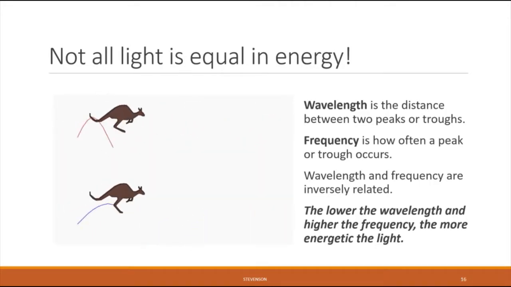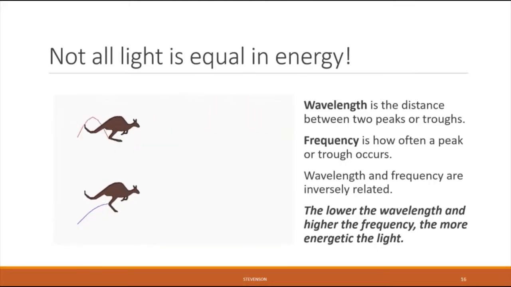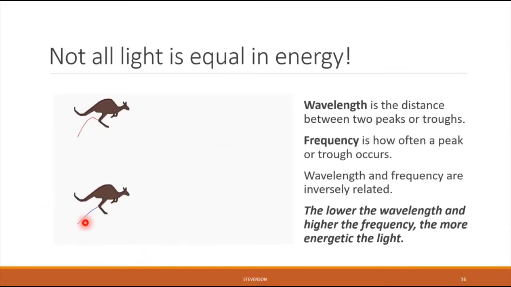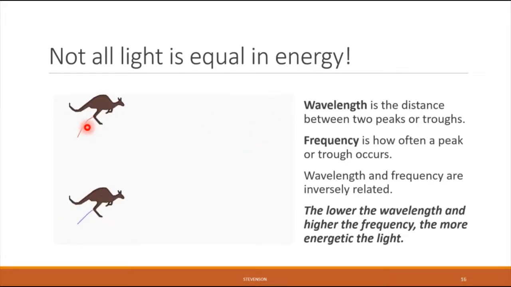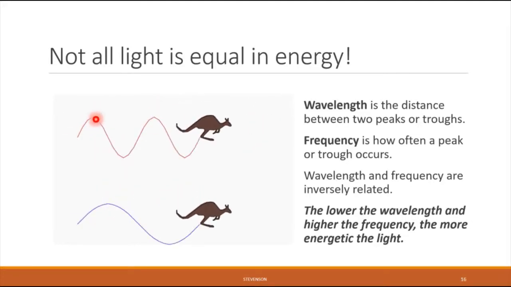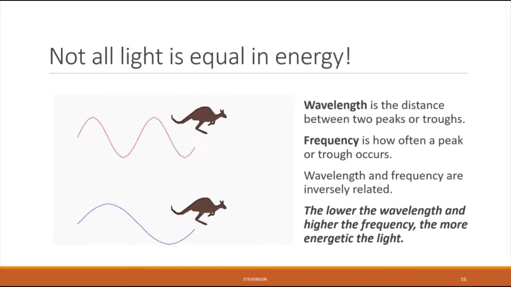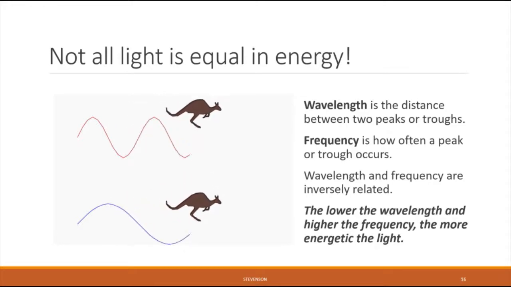And you can probably just see how there's some intuitive sense of this looking at the beams of light. Which one is more energetic, the kangaroo on the top or the kangaroo on the bottom? Obviously, it should be the kangaroo on the top, and this is the one that has a shorter wavelength and a higher frequency. So shorter wavelength and higher frequency equals higher energy in the beam of light.